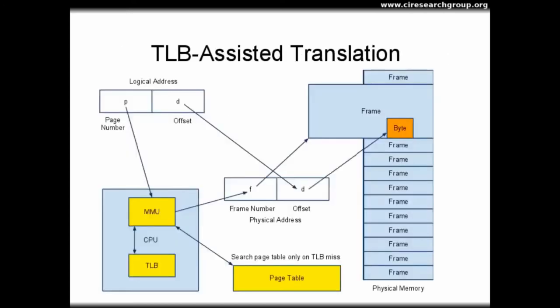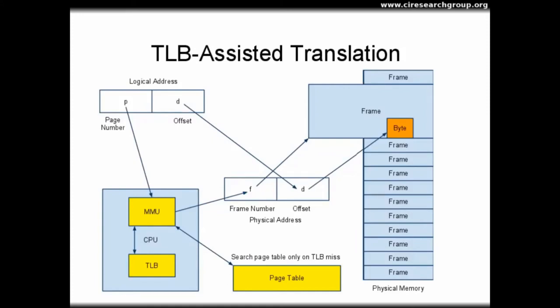The addition of the TLB provides a potential shortcut for performing address translation. Instead of immediately searching the page table, the MMU first searches the TLB. If the page-to-frame mapping can be found in the TLB, then it is used to perform the translation from page number P to frame number F. This situation is called a TLB hit. A TLB miss occurs whenever the page number is not present in the TLB. In this case, the MMU must search the page table to locate the appropriate frame number.